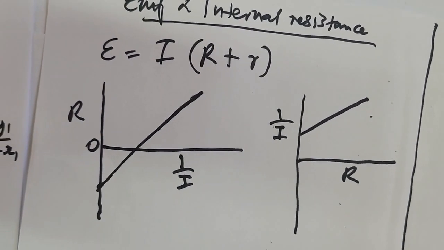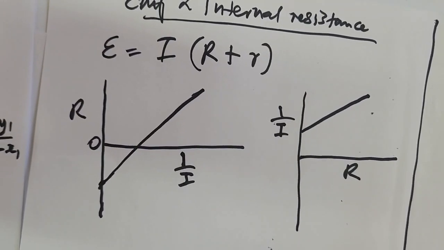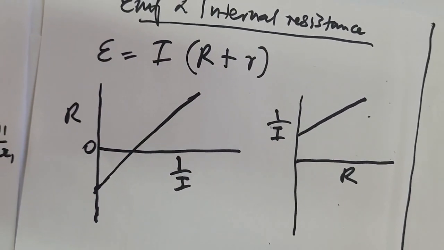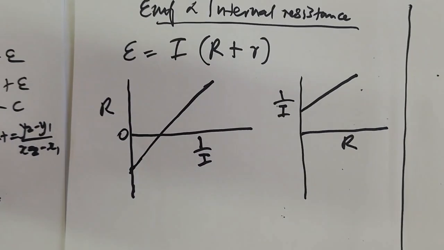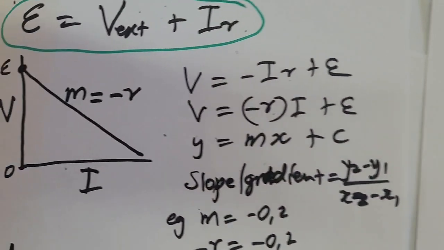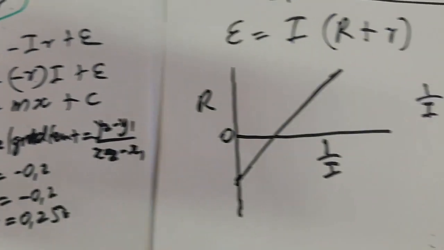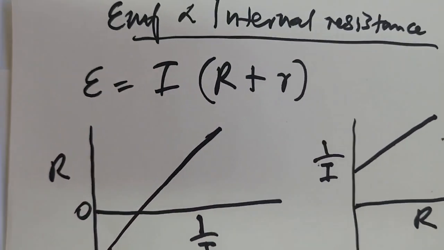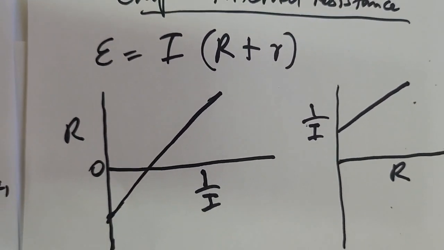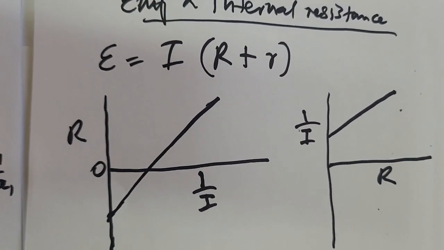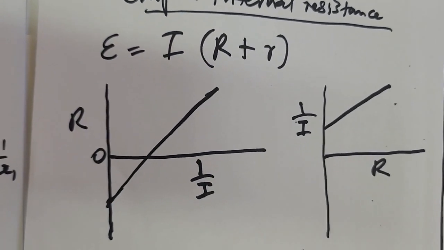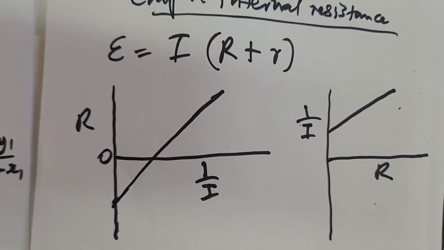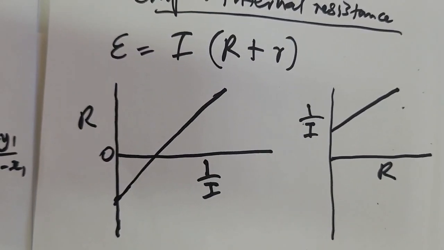Fine, very important. Therefore you've got 6 graphs: 2 from Ohm's law, 2 from E equals V external plus V internal, which is this one, and the other 2 graphs coming from this formula. So in an exam, be careful: the slope of the graph and the intercepts will give you the information. Now we move on to this one.